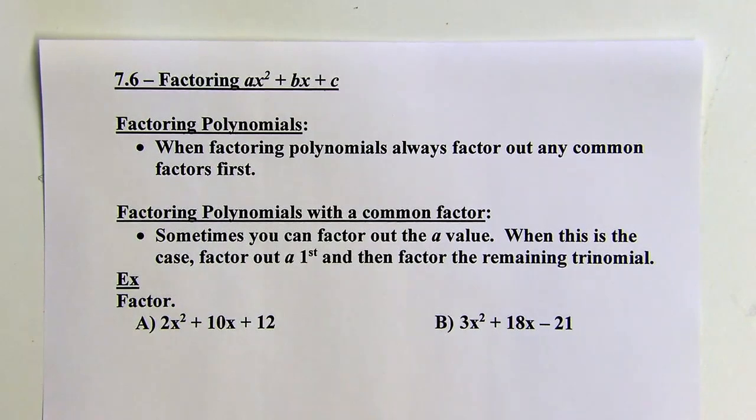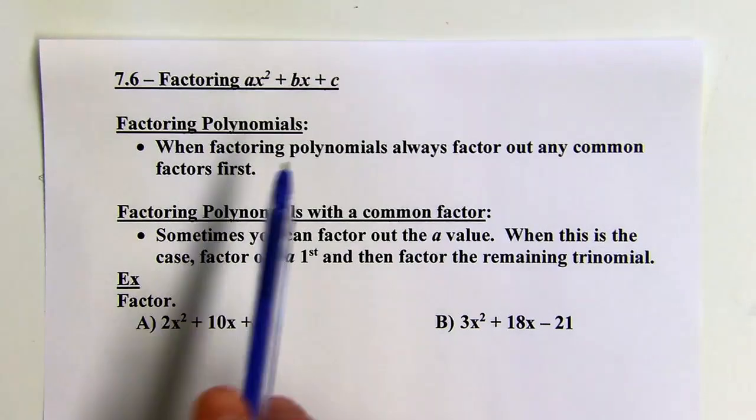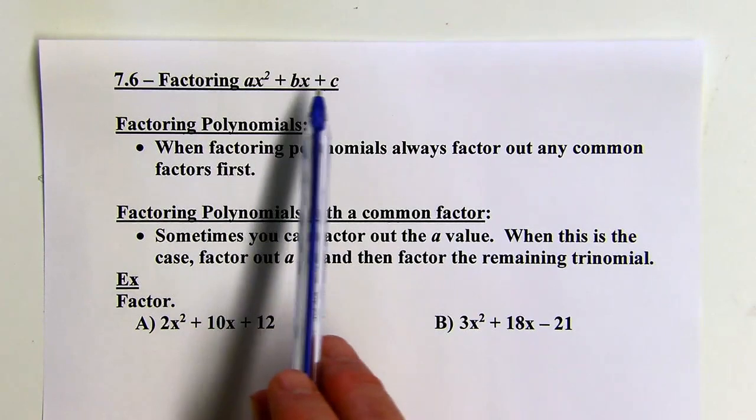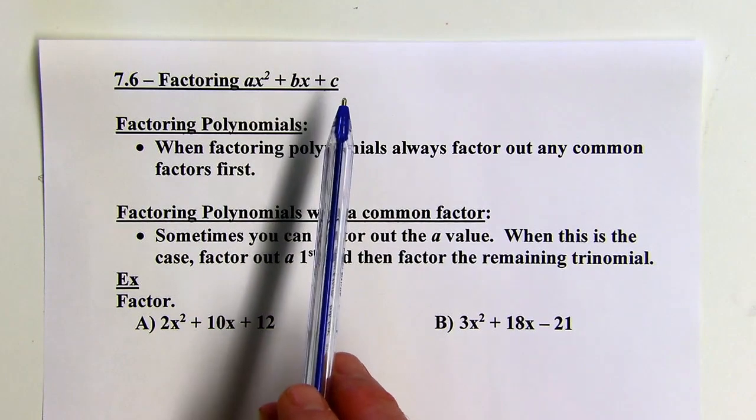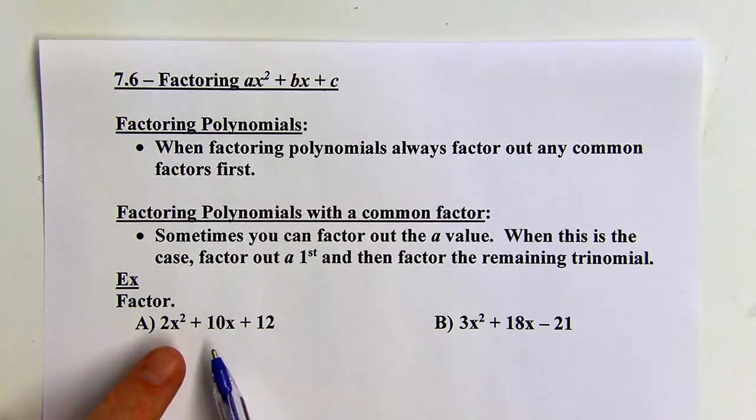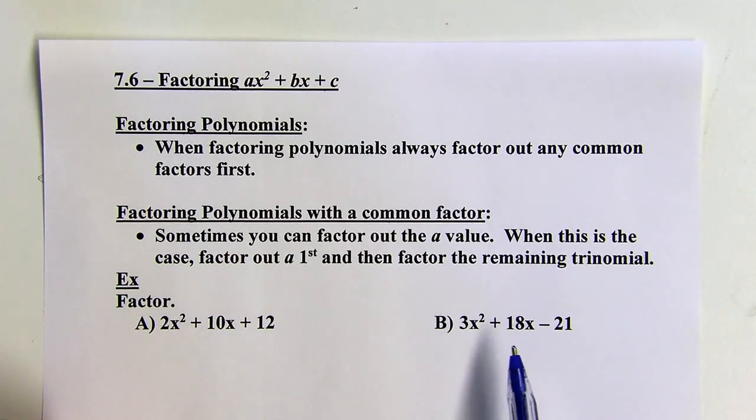7.6, factoring ax squared plus bx plus c. So we're going to be factoring trinomials in this format where a, b, and c are numbers. So like this, right? And that's in that format, so is this one, okay?